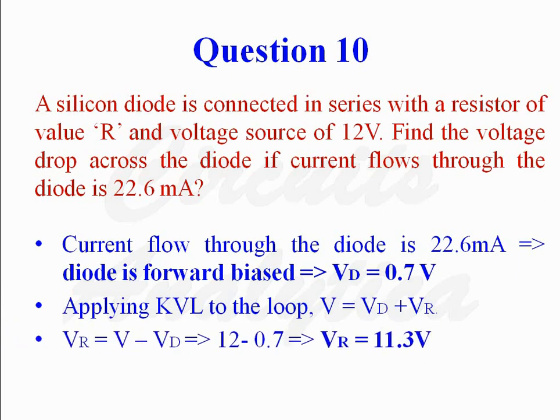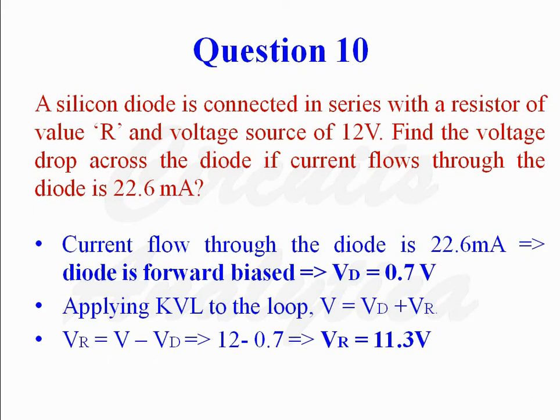A silicon diode is connected in series with a resistance of value R and a voltage source of 12 volt. Find the voltage drop across the diode if the current flow through the diode is 22.6 milliampere. Current flow through the diode is 22.6 milliampere.